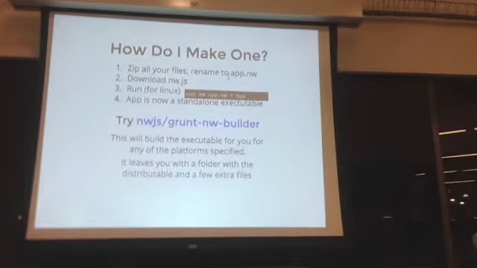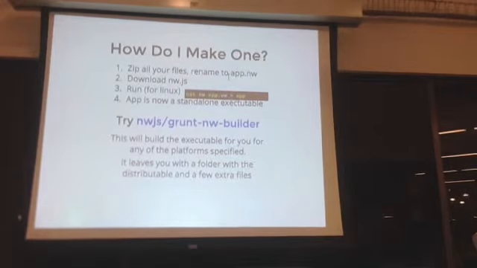Making one is really simple. Once you have that file structure down, you just zip that whole folder up, rename it to a .nw, and concatenate it with the Node-webkit application. And then that becomes a final installable or executable file on any platform. So you just download the matching Node-webkit application.